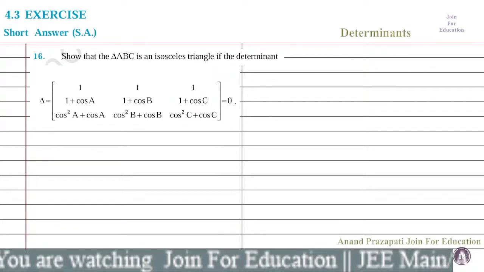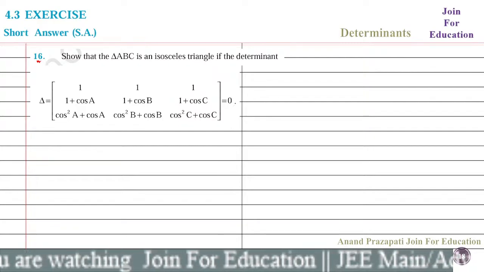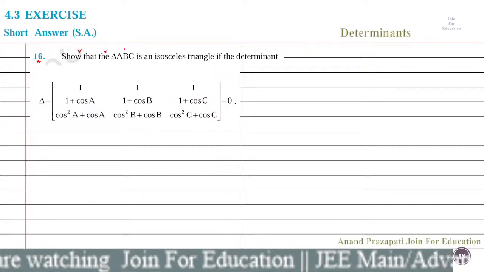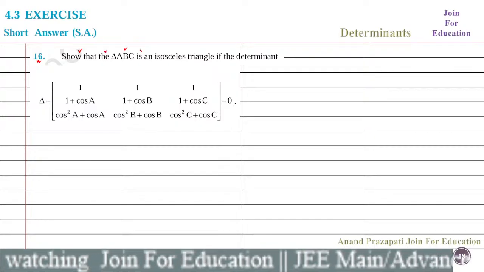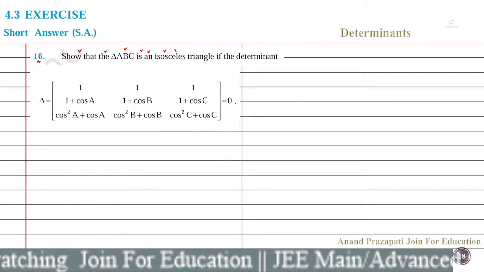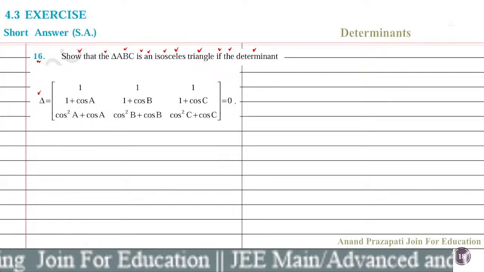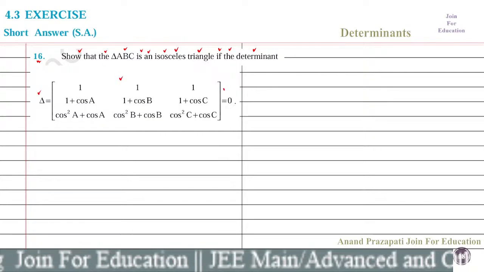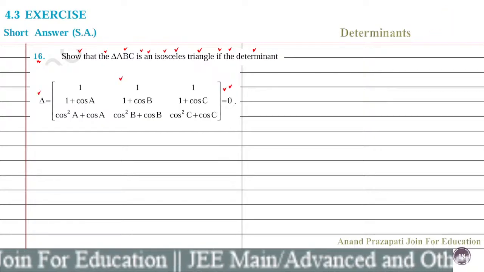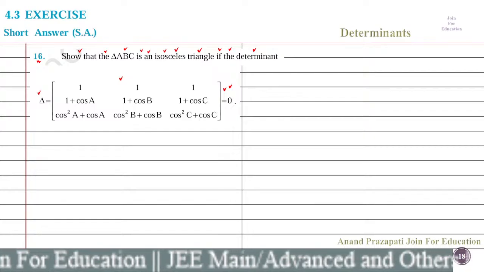Let's see the solution of this question. So that the triangle ABC is an isosceles triangle if the determinant is this one equal to 0. So let's see the solution of this question.